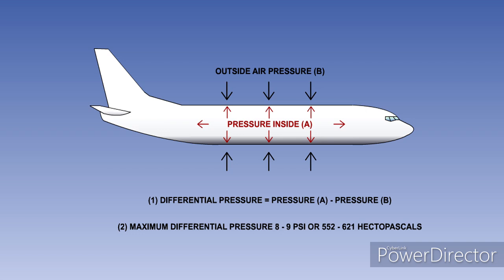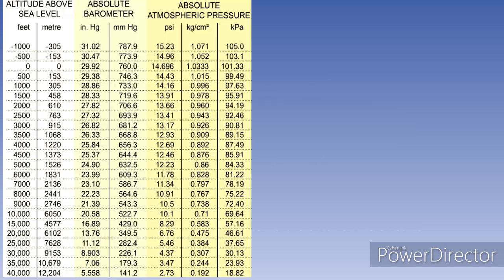On modern transport aircraft, the normal operating maximum differential pressure is typically between 8 and 9 pounds per square inch, or psi, or between 552 and 621 hectopascals. This maximum differential pressure, along with the maximum permitted cabin altitude of 8,000 feet, will set a maximum for the altitude at which the aircraft can operate.